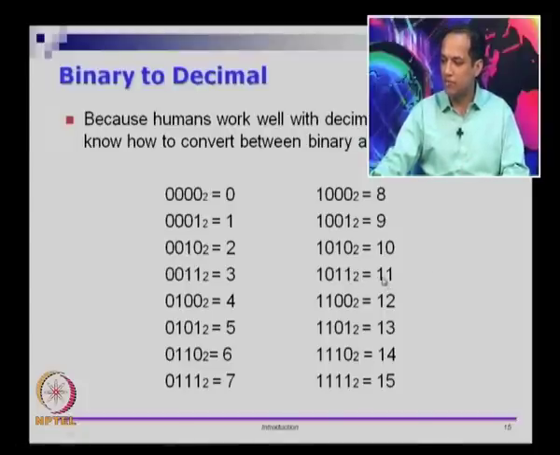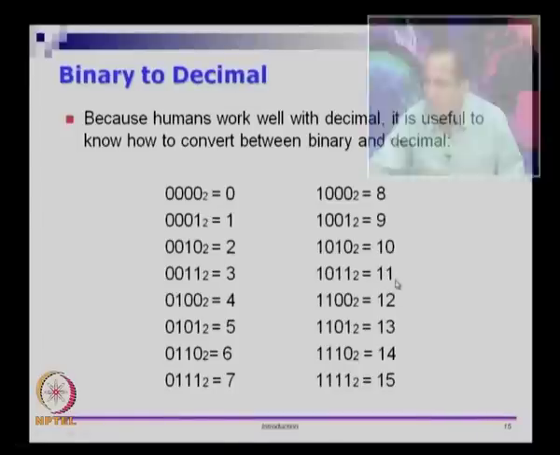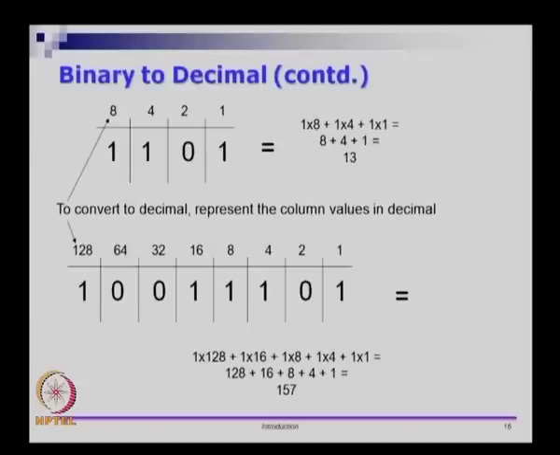Same thing here, for example, if I gave you 11 here, if I didn't give the base, usually it's base 10. So this is number 11, but if I give 11 base 2, that will be 1 into 2 plus 1 into 1, which would be number 3. So this is something that's good to keep in mind.